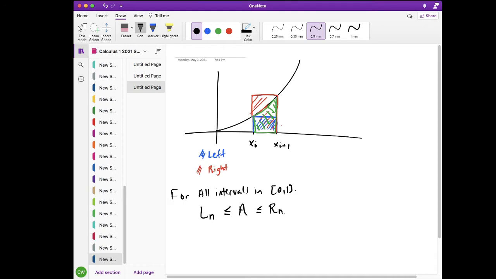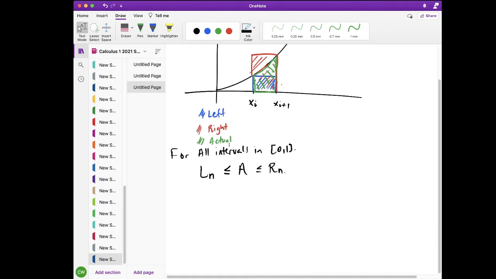So this is actual. Does that make sense? So you can draw that. You can draw this picture for any interval you want inside. Now it'll always have this inequality. Is that okay? Okay, I'm going to assume it's okay.